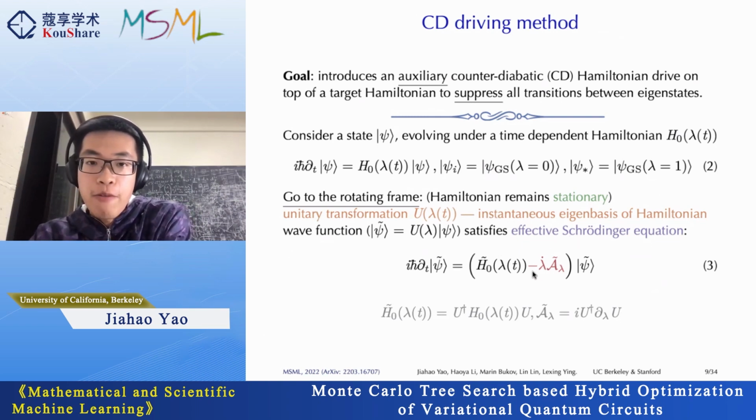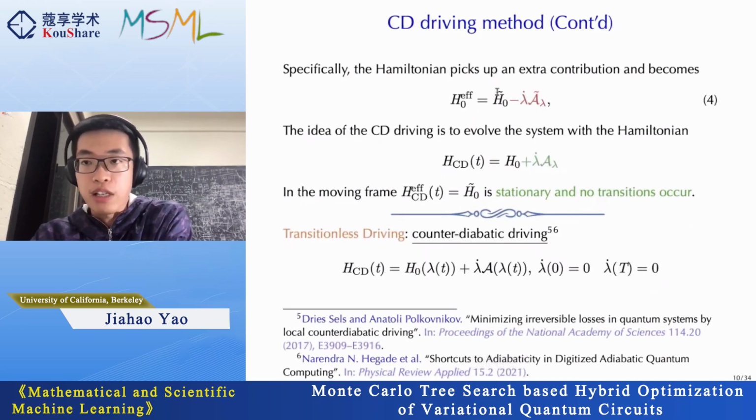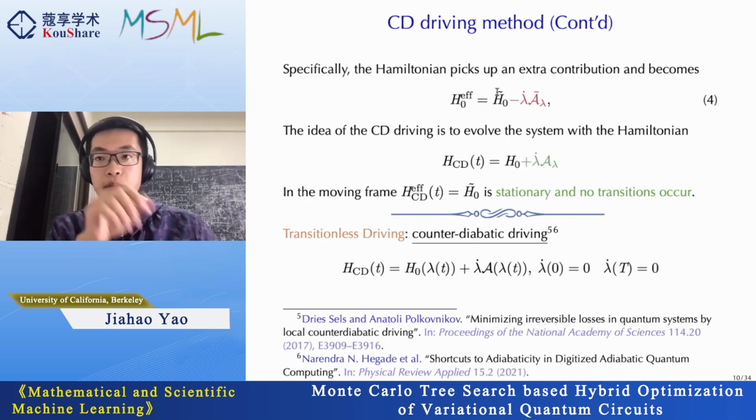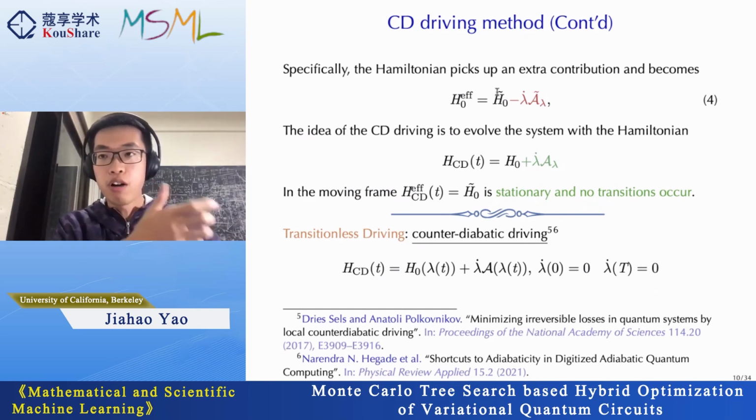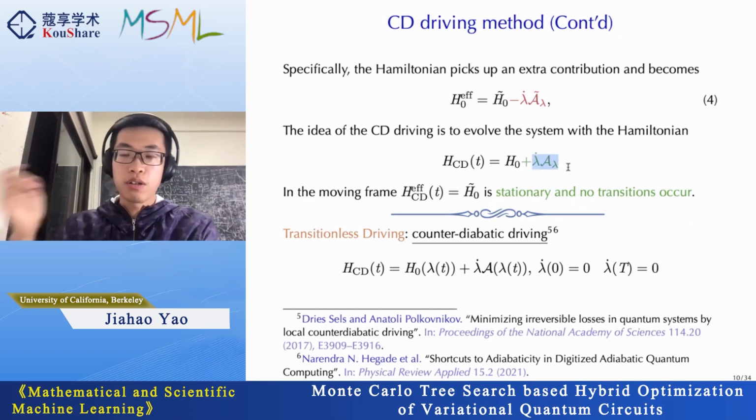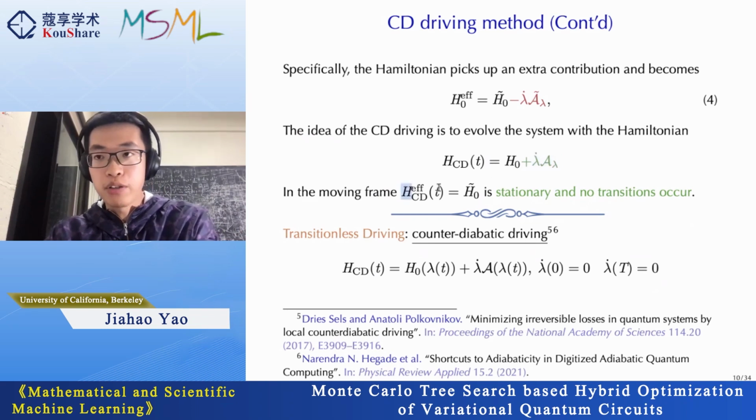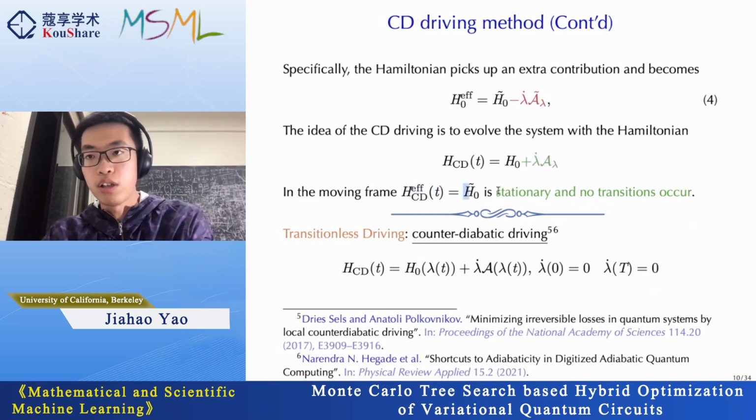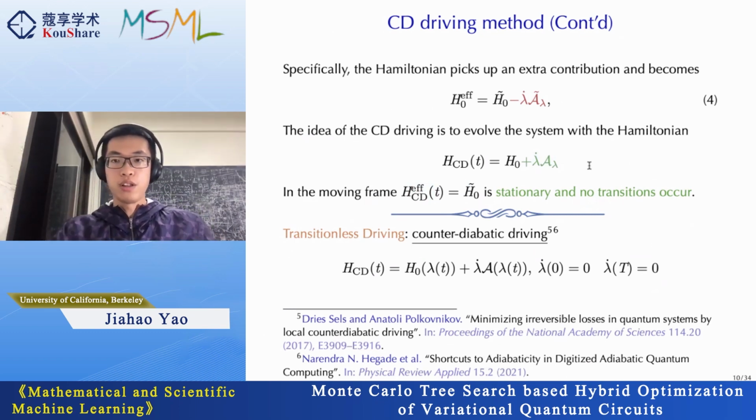So if we denote this part as the effective Hamiltonian, that means the original Hamiltonian, after we subtract an extra term, gives you an effective Hamiltonian. On the other hand, if for the original Hamiltonian you add this term back, when you go to the moving frame, your effective Hamiltonian is actually equal to this H naught. This makes it stationary, and no transitions will occur under this moving frame.